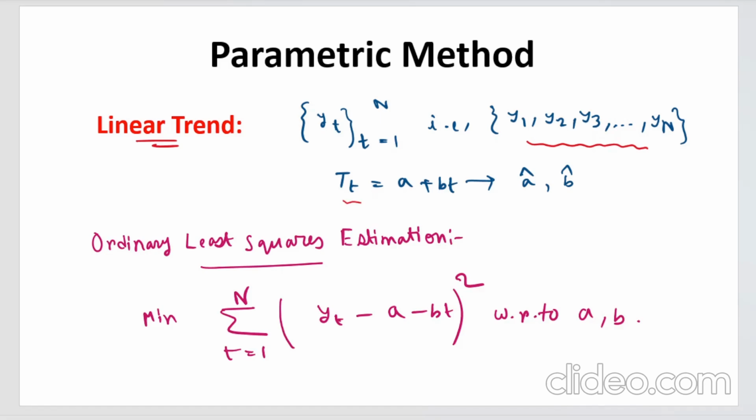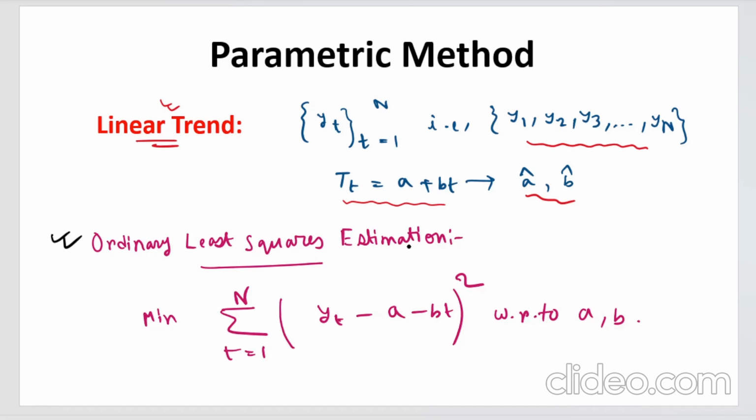Now you assume a linear trend. I have taken this example of a linear trend for simplicity. So Tt is simply a plus bt, and your job is to estimate a cap and b cap, the estimated values. Now what do you have to do? Simply you have to use the ordinary least squares method of estimation. I hope many of you know this process, but just for clarity I am repeating. I have written everything, and I'll be showing you the steps.